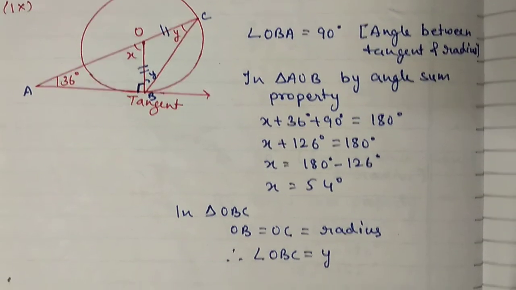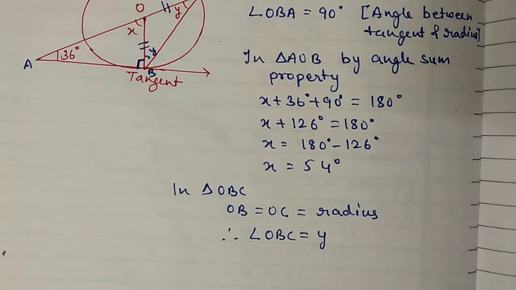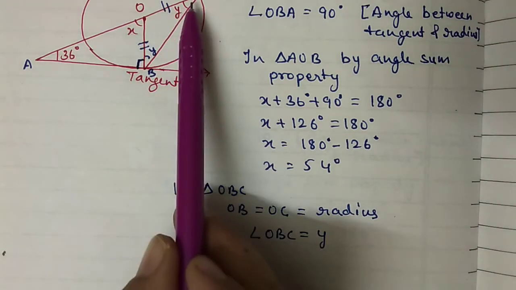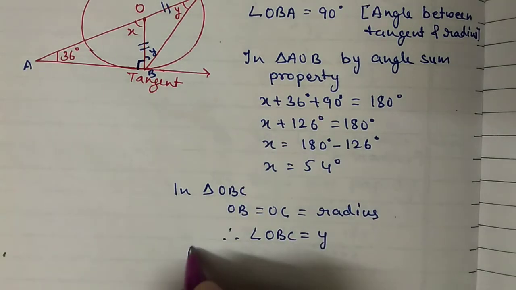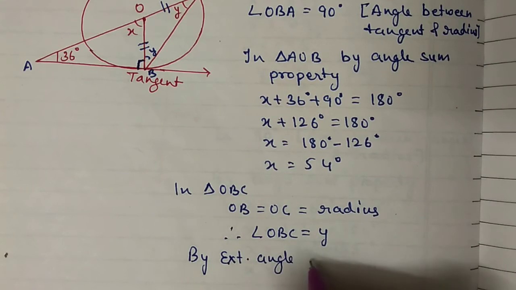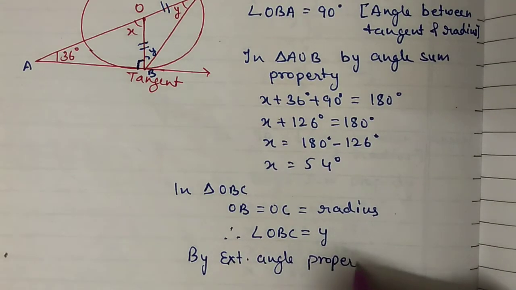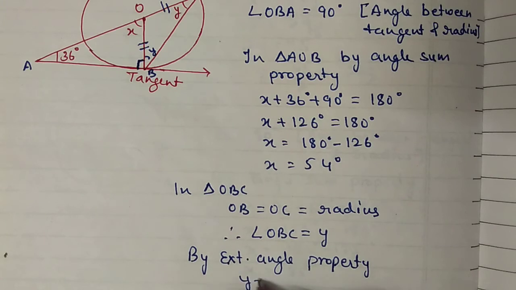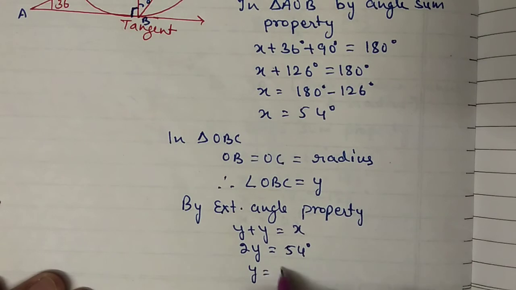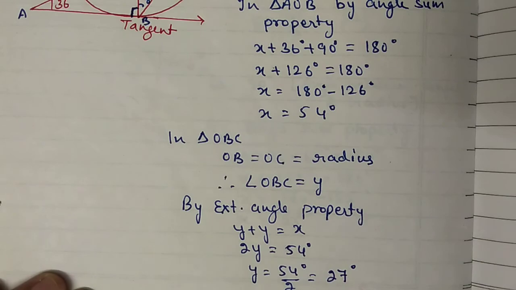Then we can use here the exterior angle property. According to the exterior angle property, the exterior angle will be equal to the sum of the opposite interior angles. So by exterior angle property, y plus y is equal to x. y plus y will become 2y. x we have calculated as 54 degrees. So 2y is 54. The y value will be 54 divided by 2, 27 degrees.